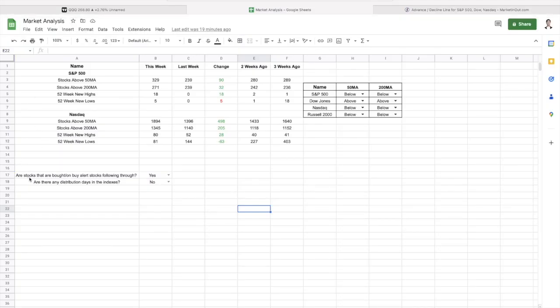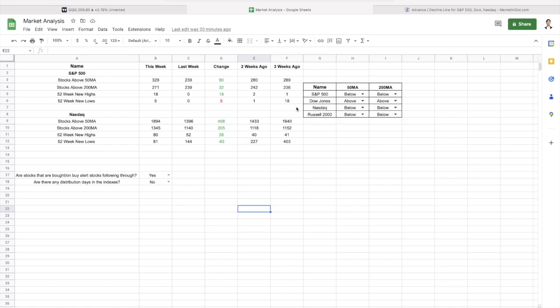Are the stocks that are bought or on my buy alert list following through? Yes, generally they have been breaking out and so far holding their gains. Then, are there any distribution days in the indexes? So as we have seen just now, there are no distribution days. Instead, we had some positive price action by the 3 major US indexes.